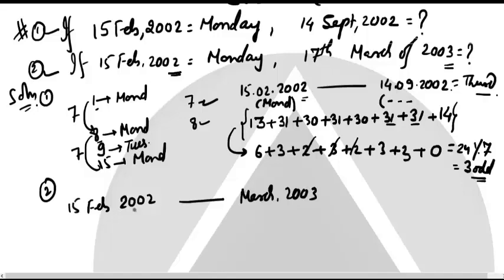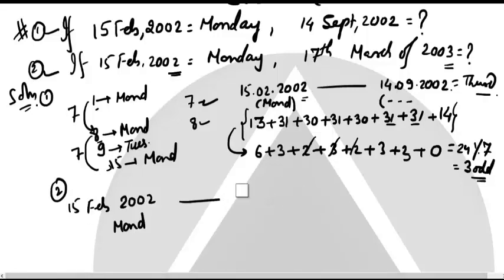So if 15th February 2002 is Monday, then what will be 15th February of 2003? It will be just one day ahead, right? It will be Tuesday, because 2002 is not a leap year. So when you're crossing from 2002 to 2003, you're not crossing the February of 2003. Therefore, it will advance only by one day.